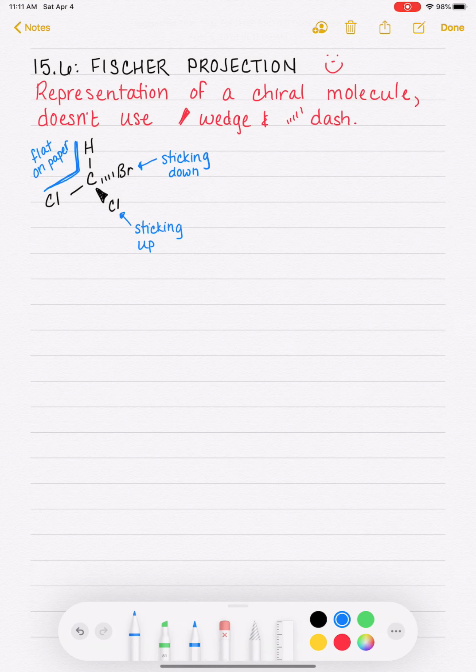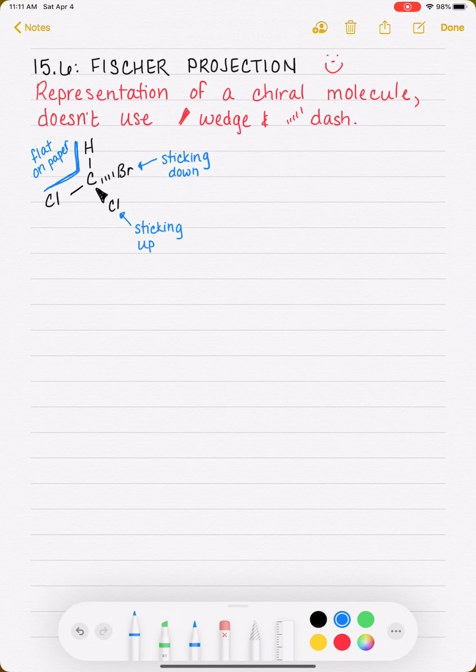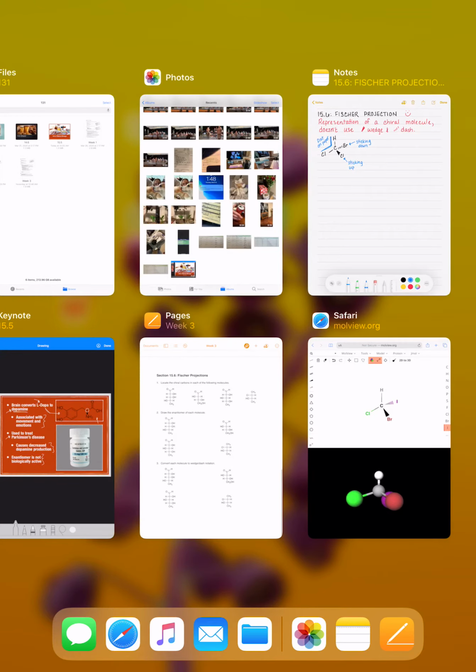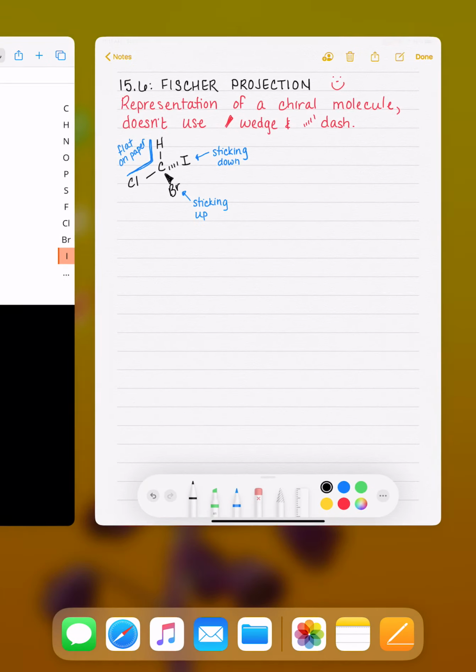Let's start turning this into a Fischer projection. And you know what I want to do? I want to change this drawing that I have here to match what I'm doing in MolView. So what do I need to change? I'm going to turn this into a bromine, and I'm going to turn this into an iodine. So now it matches. Let me double check to make sure.